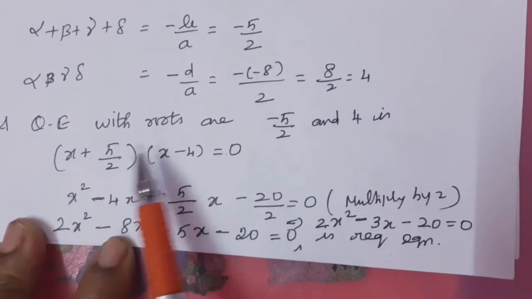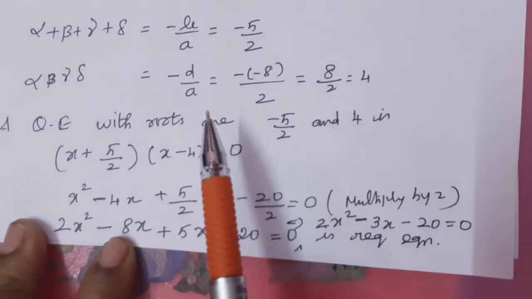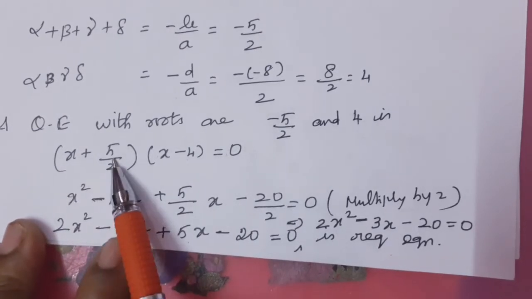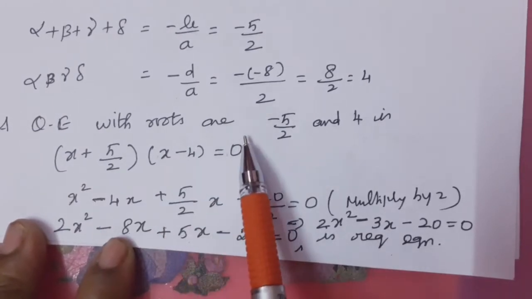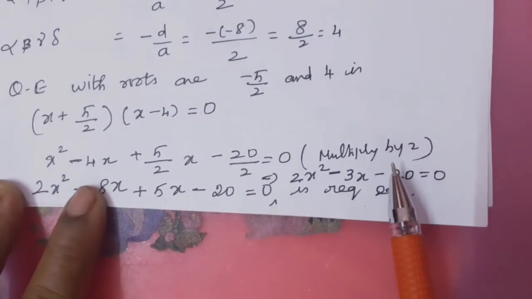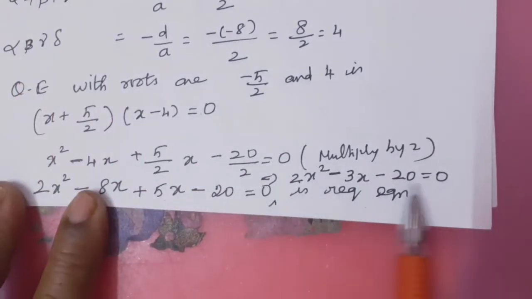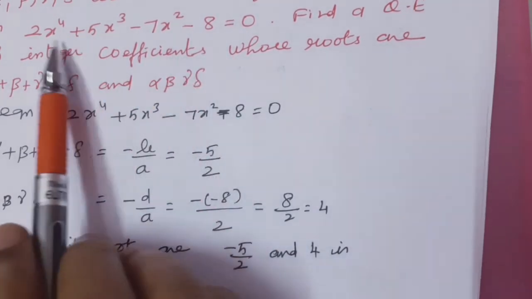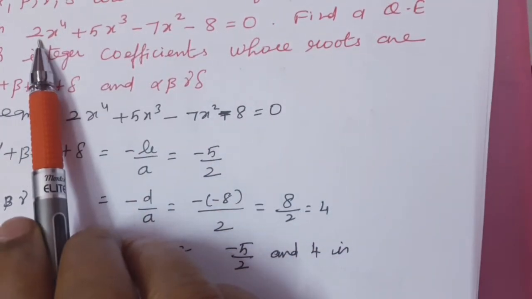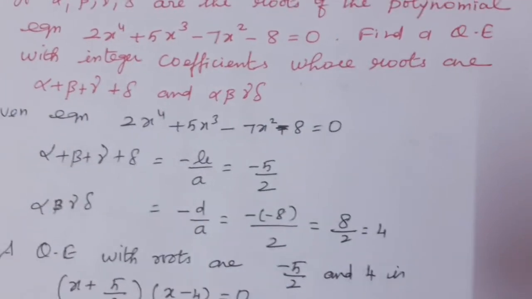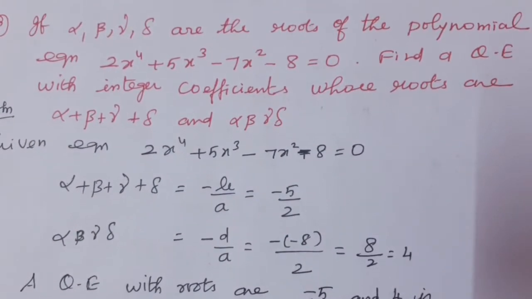If x minus a is a factor, a is a root of the equation. Using the factor theorem, x minus of minus, minus into minus becomes plus 5 by 2. x plus 5 by 2 into x minus 4 equal to 0. Multiply, and after simplification we get a quadratic equation. So we convert the fourth degree equation, x power 4, into a second degree equation, that is the quadratic equation. That is what the question is asking. So go through the question properly. Read the question 1 or 2 times, then only start to do the sum.